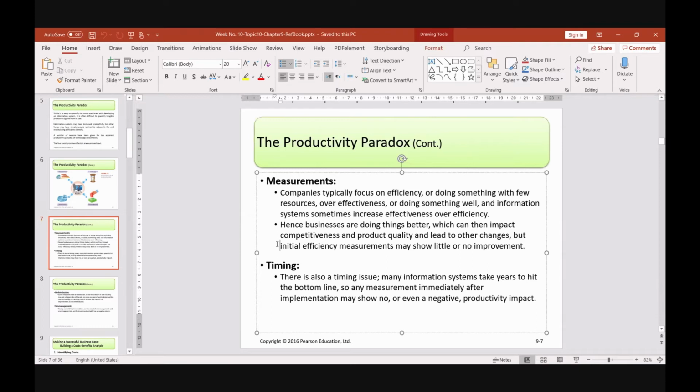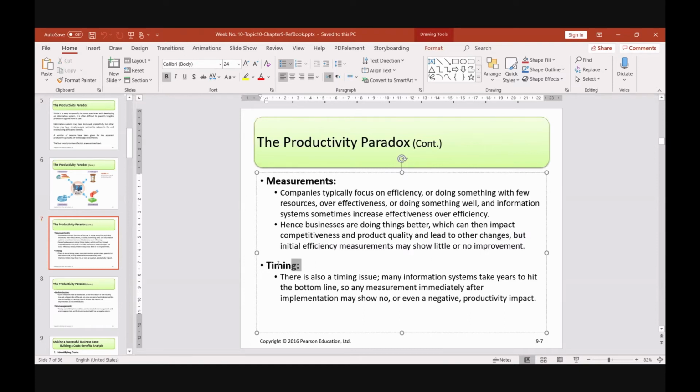Yes, you should read the last line here in the measurement. The initial efficiency measurement may show little or no improvement. In the start, maybe you will get this. So this is one of the issues that can come, that can stop the productivity in the start.